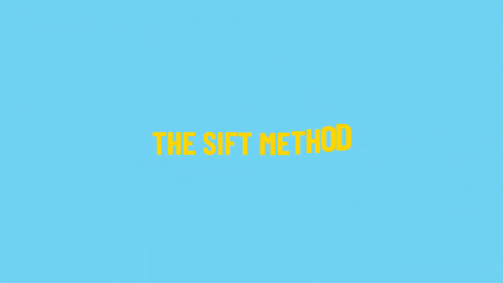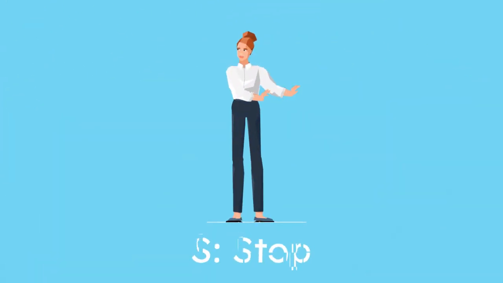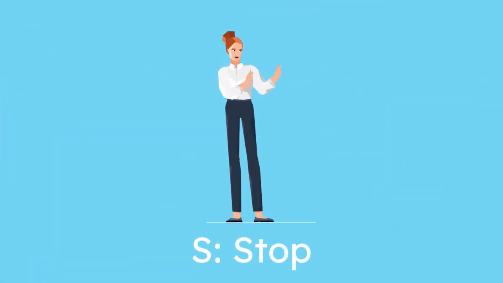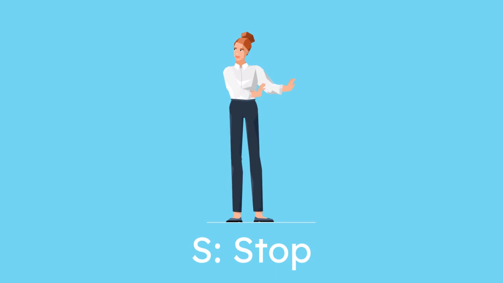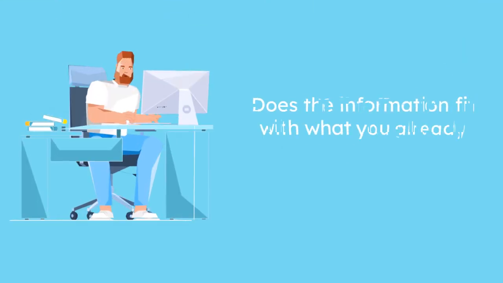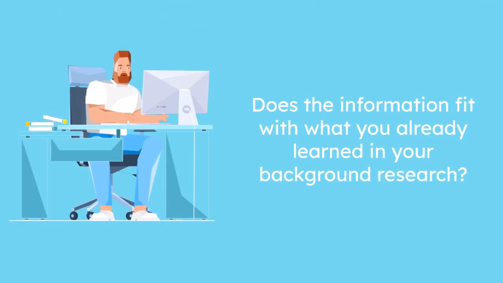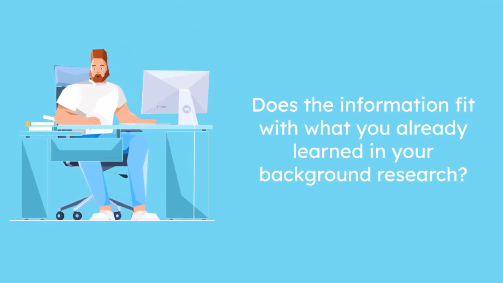Here are some things to think about when you evaluate news, web, and popular sources. We call this the SIFT method. The S stands for stop. Once you've found your source, take a break and ask yourself what you know about it. Does the information fit with what you already learned in your background research on your topic?